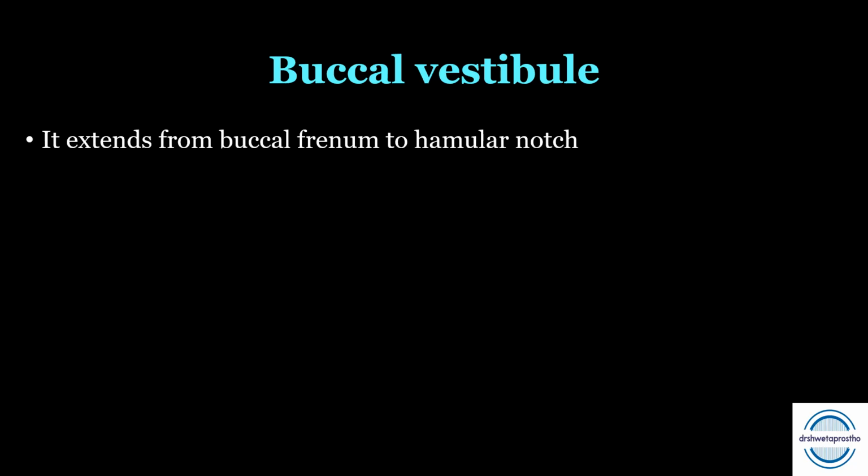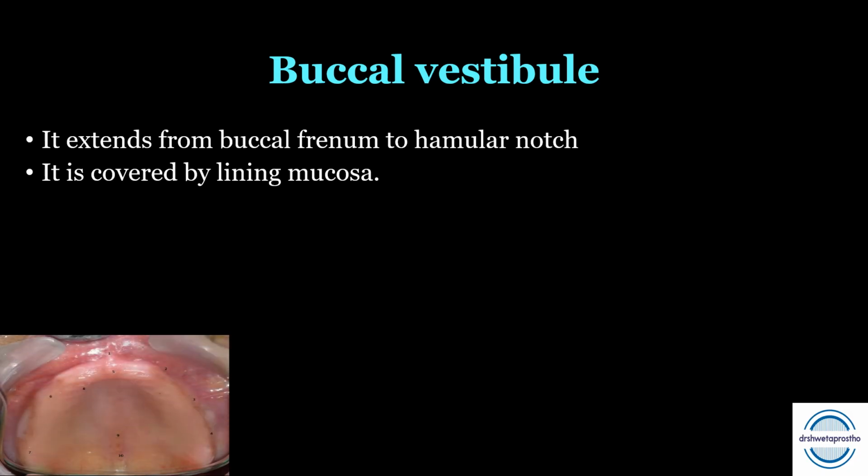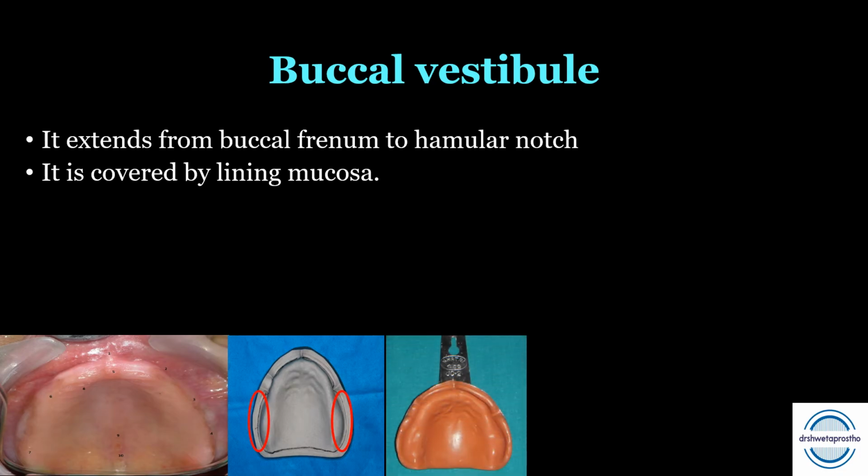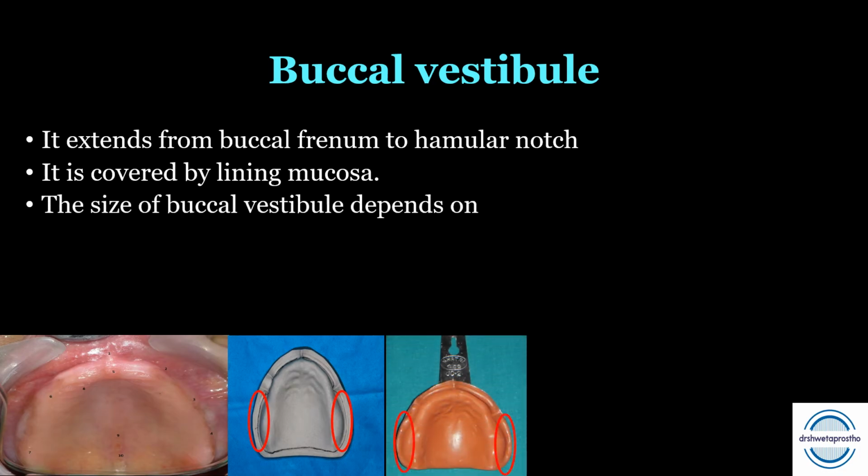Buccal vestibule. It extends from the buccal frenum to the hamular notch area. It is covered by lining mucosa. We can see it on the cast also, and it appears as a buccal flange in the impression.